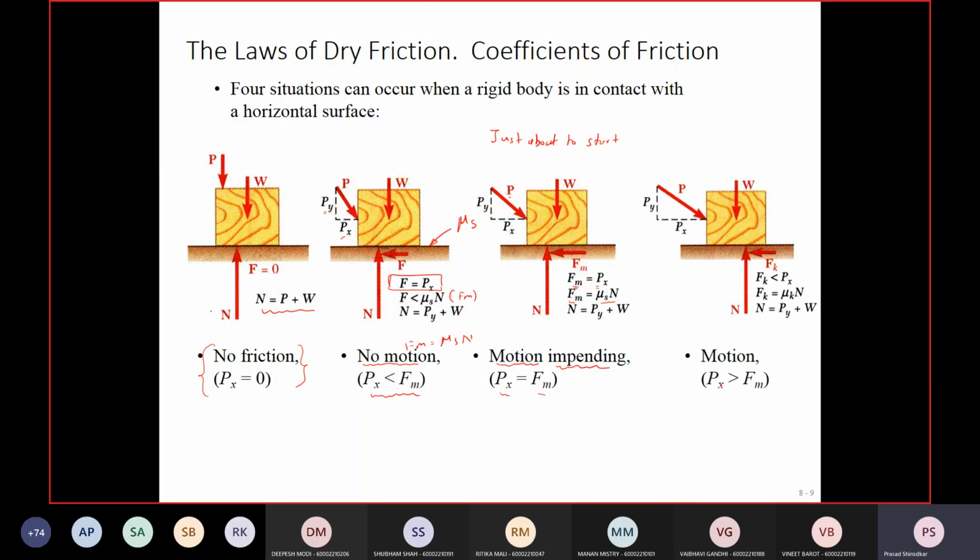Fourth case. The value of the horizontal component Px is greater than the maximum frictional resistance that this surface can offer. That is the Fm. So in that case, the block will start to move, and in this case, Fk is less than Px, where Fk is the kinetic friction. So Fk is mu k into N, where mu k, as I have described earlier, is the coefficient of kinetic friction.